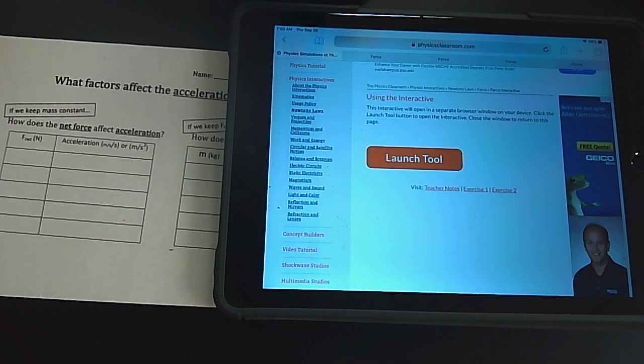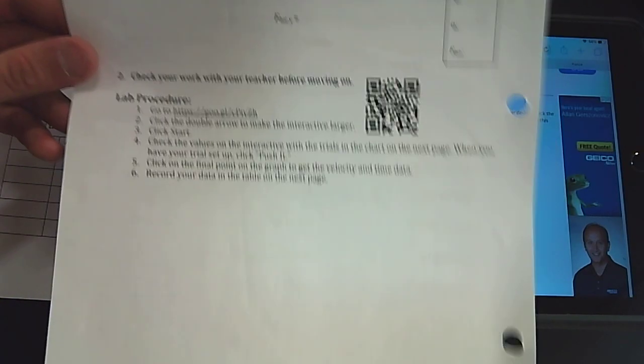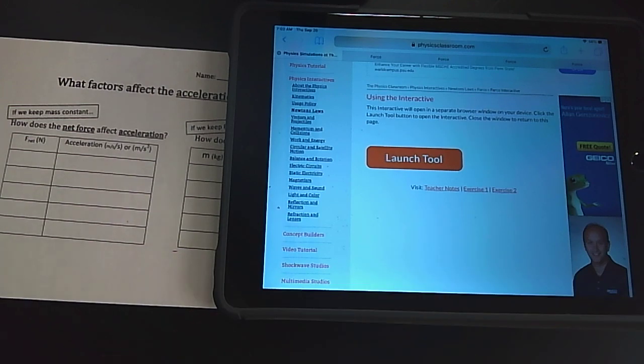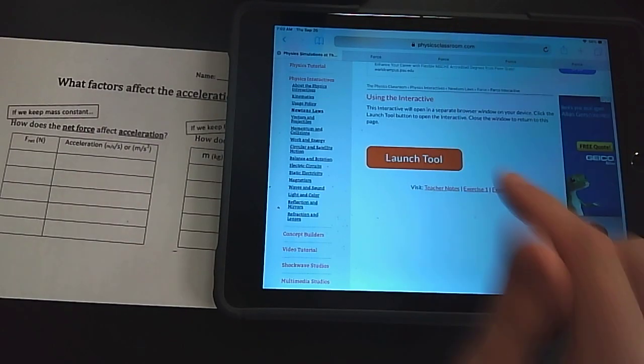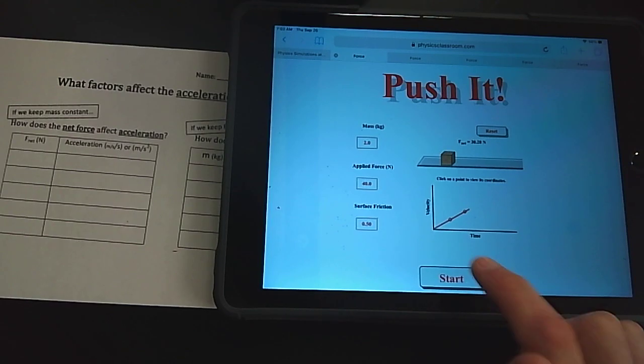with this online simulation. So if you head to page 20, right, you'll see a QR code. You'll also see this link right here. Right, you could access the simulation via any of these links. It'll look something like this. Right, it's on physicsclassroom.com. I'm going to launch the tool, right, and I'm going to click Start.